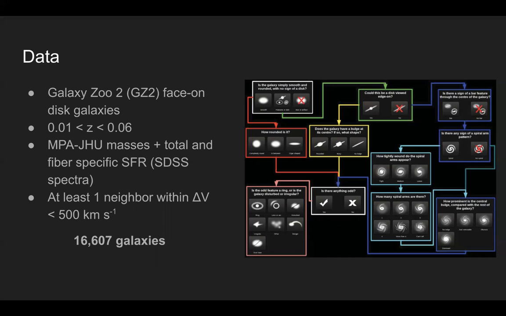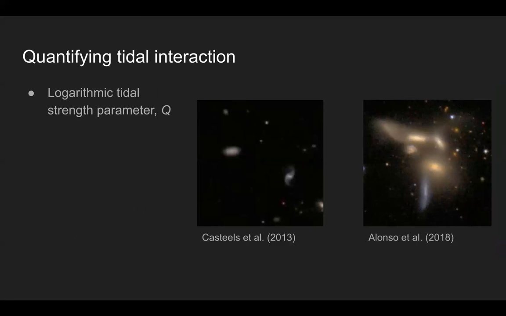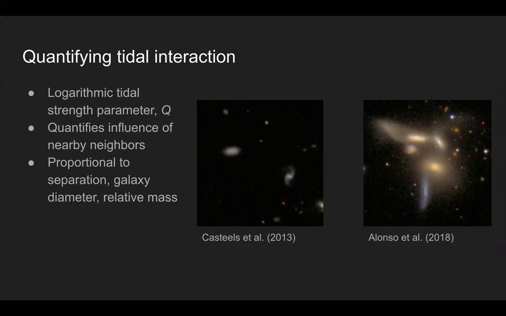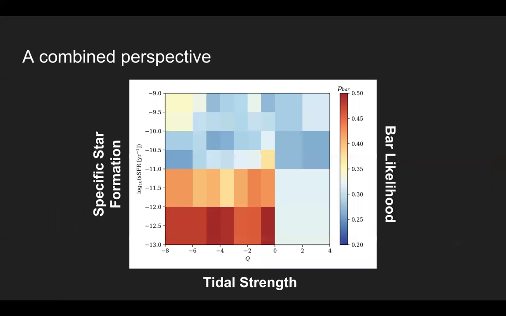Now, before we can look at this data and start analyzing it, we're going to have to figure out a way to combine it with that tidal picture we were talking about earlier. And we do this by introducing a tidal strength parameter Q to quantify tidal interaction. So Q tracks the influence that nearby neighboring galaxies have on a given galaxy, and is proportional to the distance between these galaxies, the size of the galaxy that we're looking at, and their relative masses. So on the left here in the sparse picture, we have a low Q situation, where in this really dense situation on the right, it's high Q. So with that in place, we can actually start to look at our data. And this is the most combined perspective of what we have.